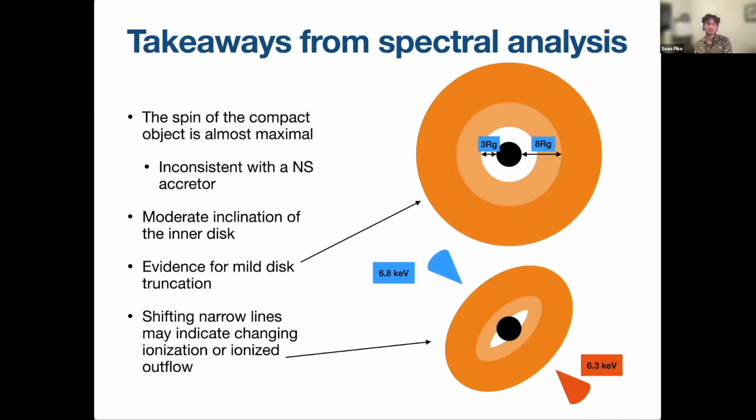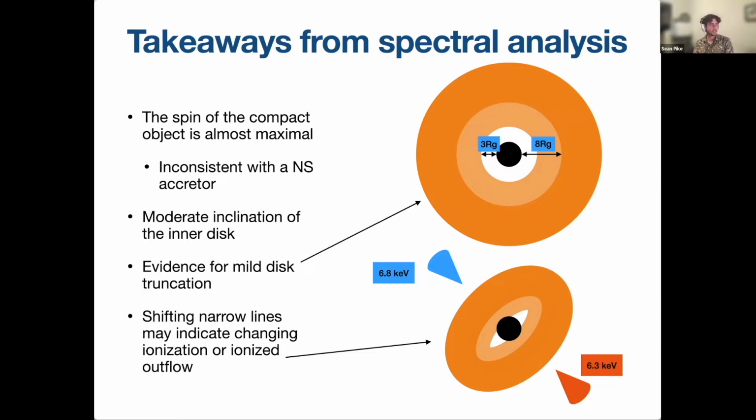We took this as evidence that the source is a black hole rather than a neutron star accretor, because even the most rapidly spinning neutron stars that we know are unlikely to approach spin parameters of greater than 0.6 or so. And even in the individual fits we did, even if you're skeptical of the joint fitting, the models prefer spins above 0.7, 0.8.